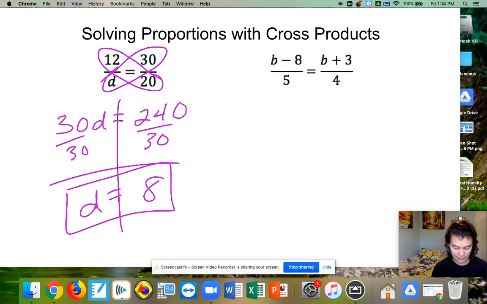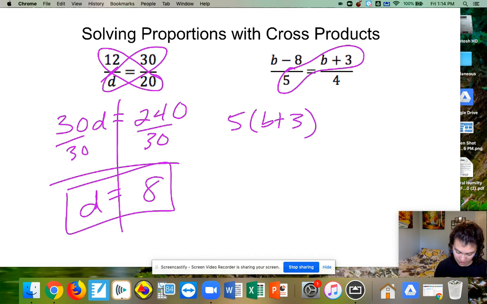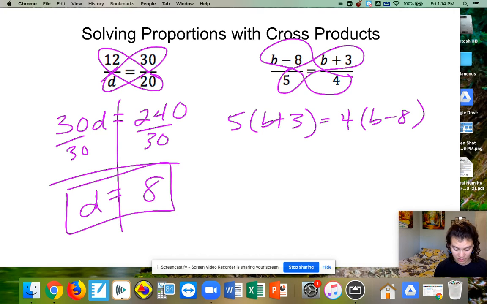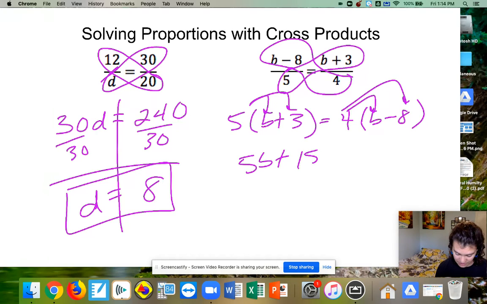Same idea with this next one. We're going to multiply across. So we'll get 5 times (B plus 3) equals 4 times (B minus 8). Now to solve, you want to distribute into the parentheses. So you'll get 5B plus 15 equals 4B minus 32.